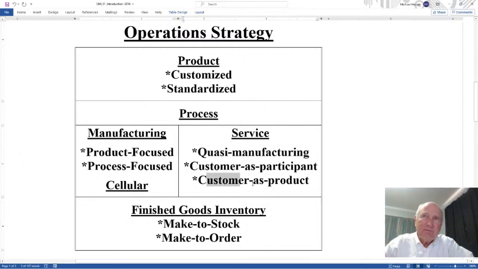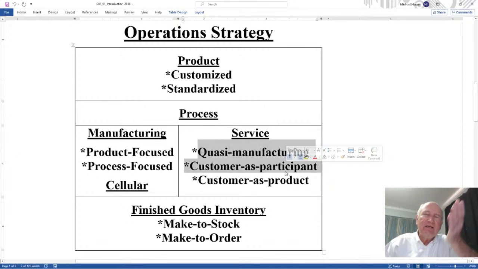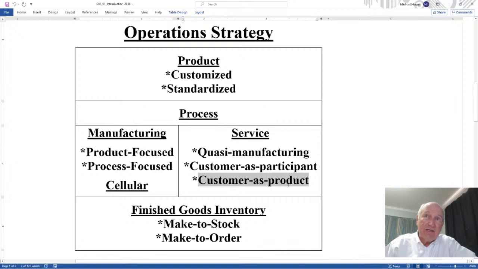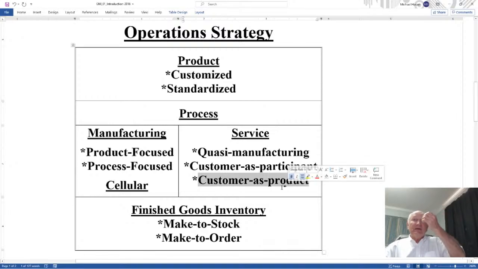The last is customers per product, where the customer is the product of the service. A good example of this is a medical field or a salon where they do your hair. You are the product. And so the whole idea here is what's quality? Quality is the customer is happy, satisfied with the service. Up here, the service has to be done in such a way that it achieves an objective. Well, the objective down here is the customer is satisfied because the customer is the product.